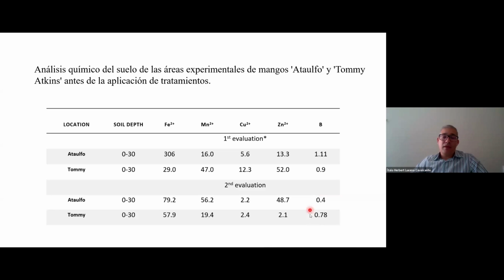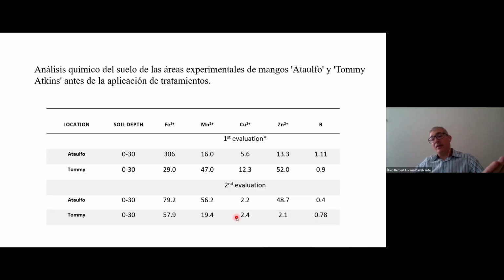And what we needed to focus on here was boron. We believe that boron is interesting for mangoes because we could inject this into the soil. For Tommy, we have 0.78 and 0.4 for Ataulfo.